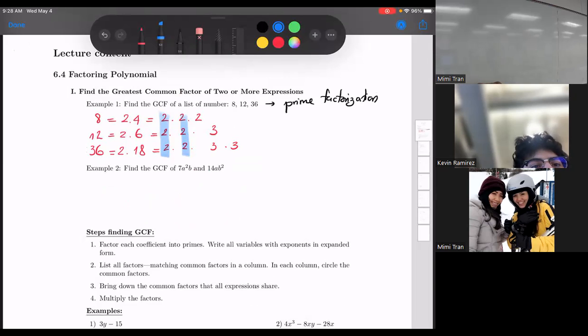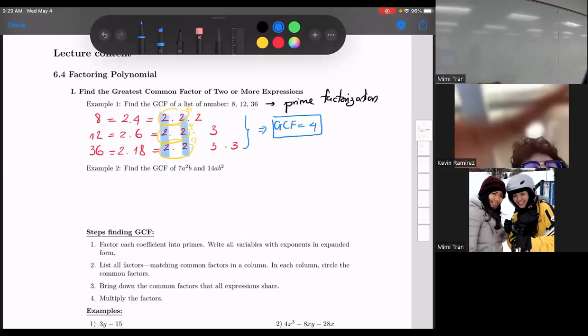And what we're going to do next is multiply those common factors. Everybody has a 2, so 2 times 2 is 4. Therefore, your final answer, the GCF, is equal to 4. Good.